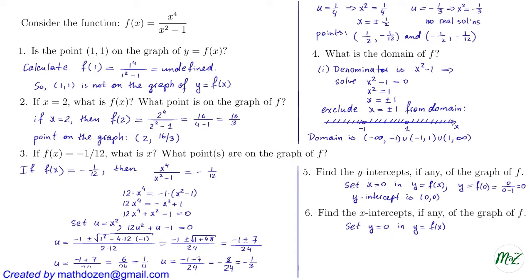Now to find x-intercepts, we set y equals 0 in the equation y equals f of x. So we get 0 is equal to f of x, which is the same as x to the 4th over x squared minus 1. So we solve the equation x to the 4th over x squared minus 1 equals 0. That means the numerator has to be 0, so x to the 4th is 0. That gives you the only solution, x equals 0. So the x-intercept for the graph of the function is again at (0, 0).